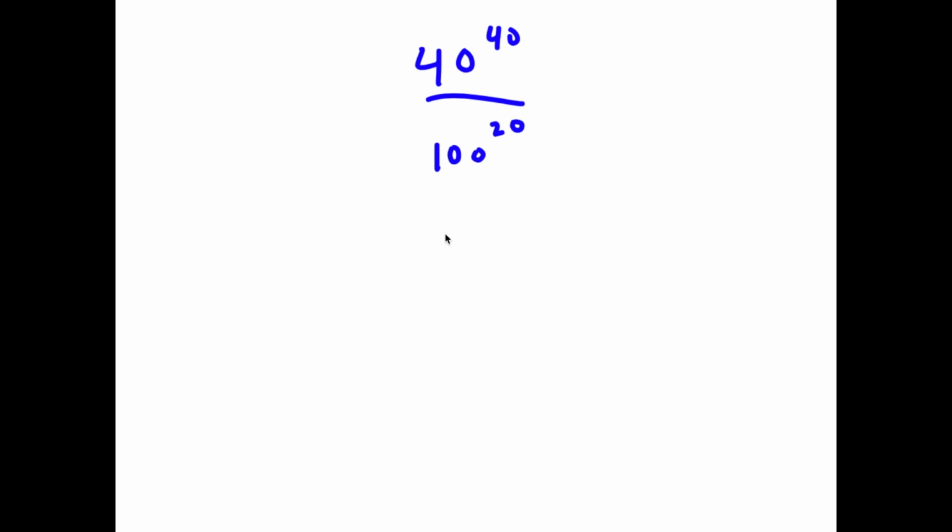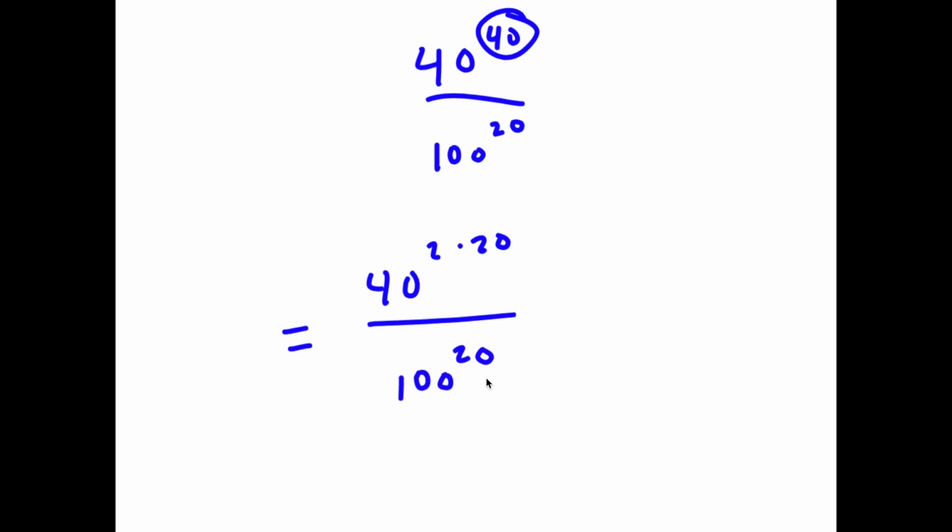Alright, so in this problem, I have 40 to the power of 40 over 100 to the power of 20. So to solve this, I'm going to first rewrite 40 here as 2 times 20. So now I have 40 to the power of 2 times 20 over 100 to the power of 20.